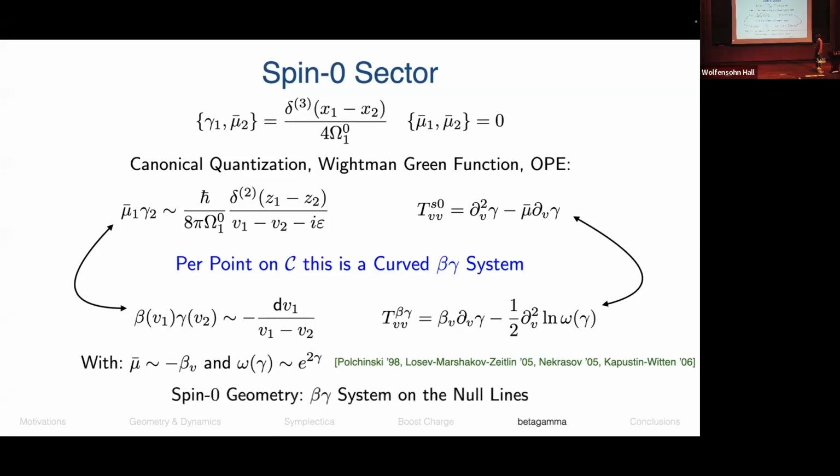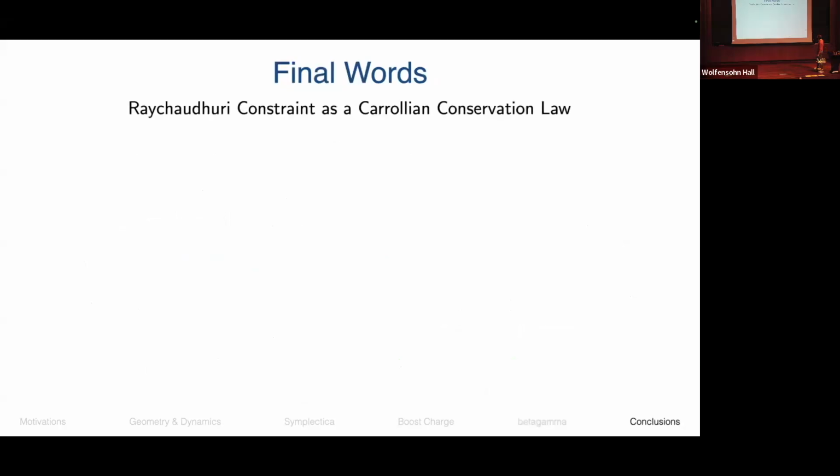Okay, and so the message to retain is that there is an analogy here: in the perturbative, weak gravity regime, the spin zero geometry completely decouples from the spin two, and it behaves like a beta gamma system on each null line. And this is really true only in perturbation theory, because non-perturbatively my mu fields do not commute due to the spin two sector. All right, I think I am actually ready to say some final words.